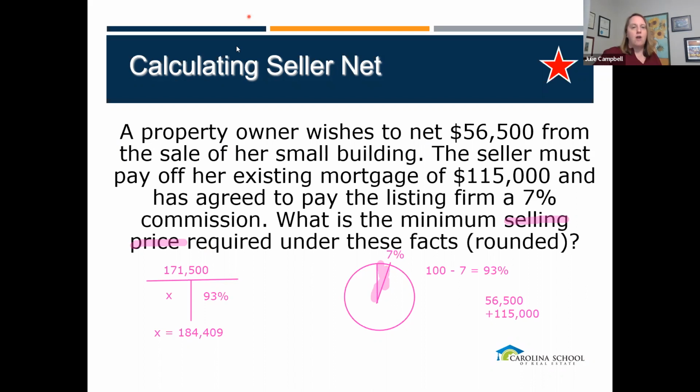If I pull comps, for example, and I get close comps in the neighborhood between 160,000 and 175,000, do you think I can sell that seller's house for 184,409? Not unless they have a phenomenal feature that sets them apart from everybody else. You guys see what I'm saying? So before you make promises of, yeah, I can sell your house for 184,409, we need to pull our comps and make sure that number can support that. Make sure that we can get that.